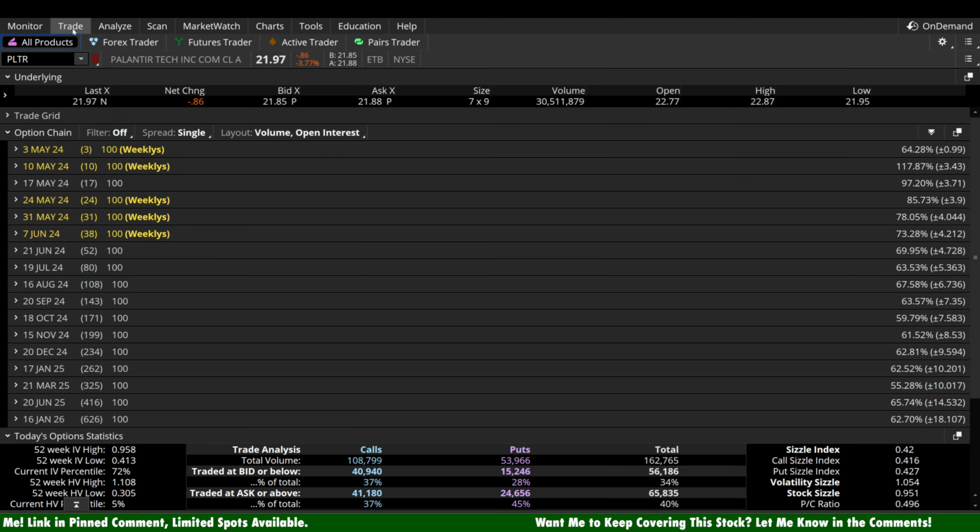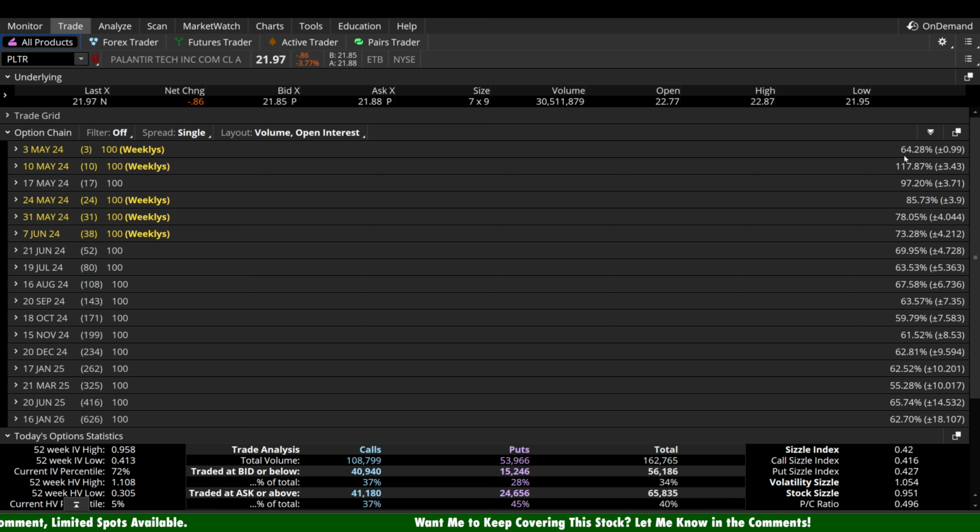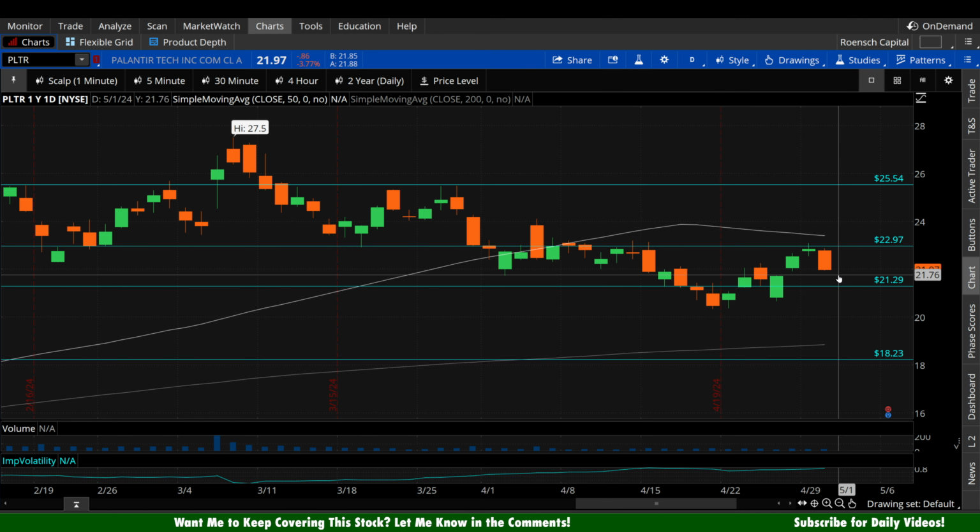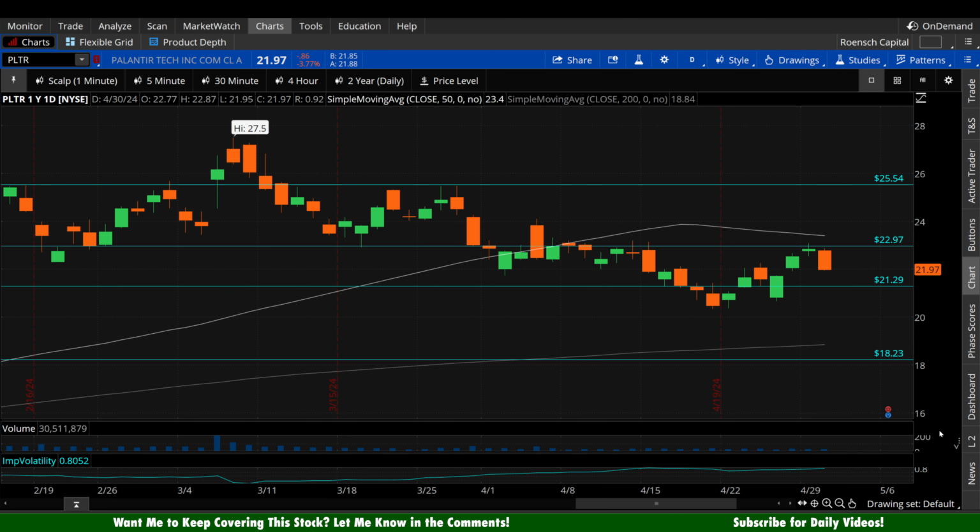Okay, now expected move on Palantir. The next expiration we have is May 3rd. That's this Friday. The expected move by Friday's closing price compared to today's closing price is plus or minus 99 cents per share. Okay, there's no earnings between now and Friday. Earnings are May 6th. So we can realistically divide that number by 3. That gives us plus or minus 33 cents.